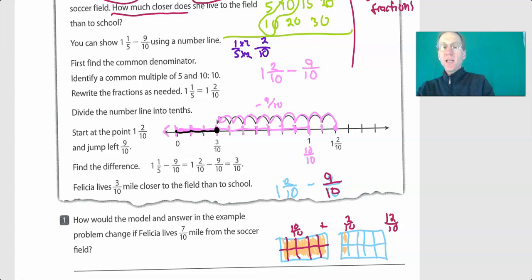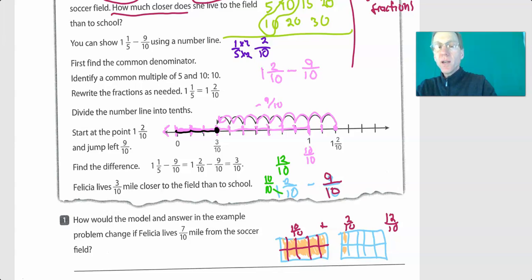So what happens actually, though, is up here, you're just going to know that. So you're going to go, oh, okay, well, I'm just going to borrow. You're basically borrowing. So I'm going to take that 1 whole and cut it into 10/10. So altogether, you'll know you have 12/10.